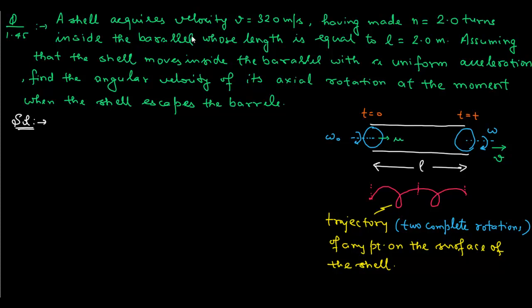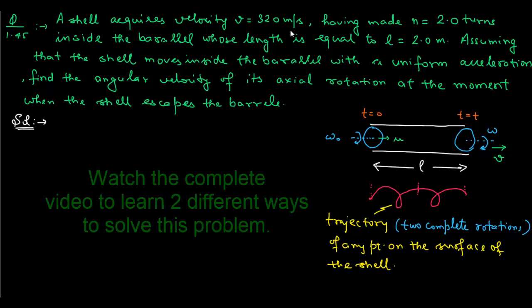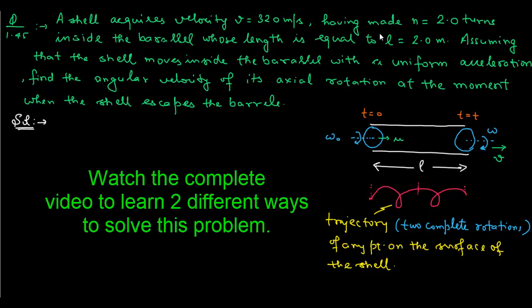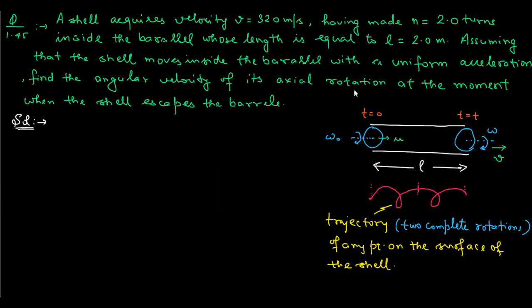A shell acquires velocity v equal to 320 meters per second, having made n equal to 2 turns inside the barrel whose length is L equal to 2 meters. Assuming that the shell moves inside the barrel with a uniform acceleration, find the angular velocity of its axial rotation at the moment when the shell escapes the barrel.